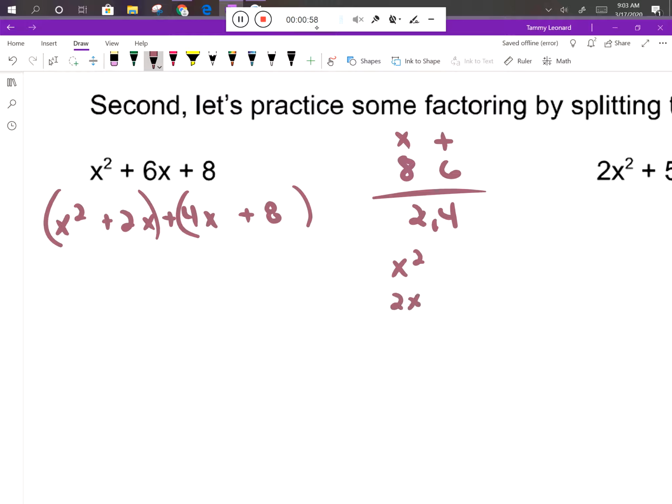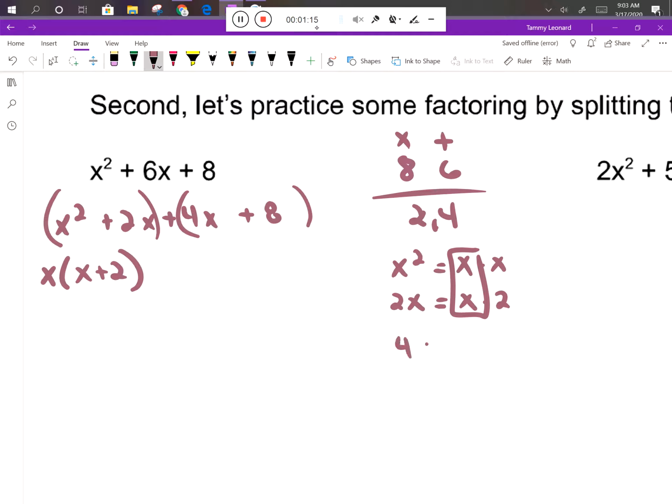So x squared and 2x. Let's see, they have an x in common. And the first term would need an x to get back to x squared, and the second term would need a 2 to get back to 2x. So I factor out an x and I leave behind an x plus 2.